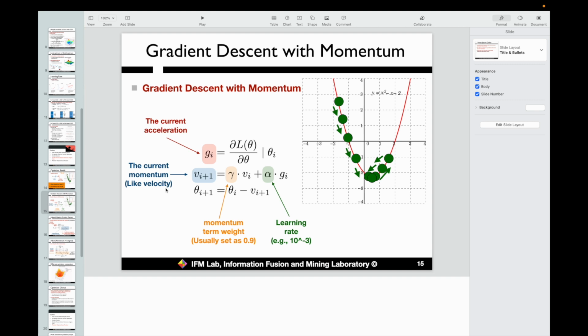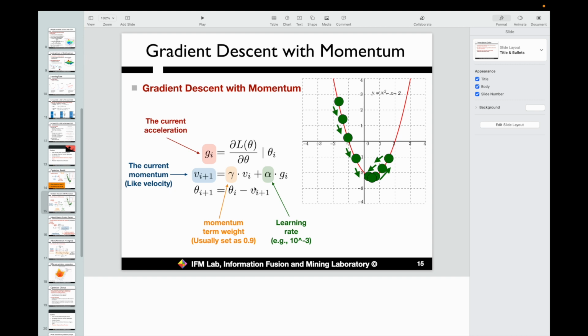You can follow me, right? So we introduce a new variable to remember the speed for the locations of the ball. This speed of the ball is decided by both the previous speed as well as the current acceleration of the ball, right? So by combining them together, we can decide the current momentum or the current speed of the ball, right?